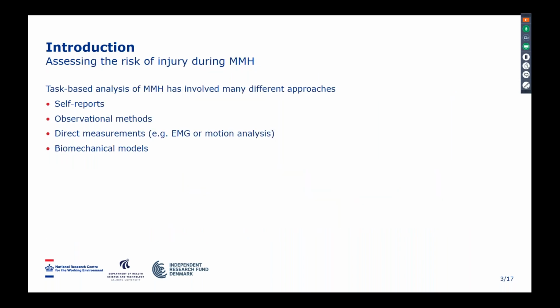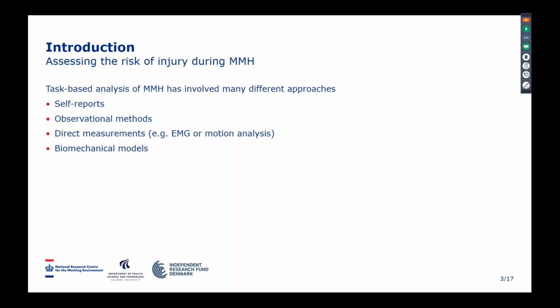So when you assess the risk of injury during material handling or lifting, there's many different approaches you can take. I listed some of the approaches here, ranging from self-reports, observational methods, direct measurements, for example EMG or motion analysis, and also the use of biomechanical models. And of course, these methods range from pretty easy and cheap to get to quite expensive and complicated.